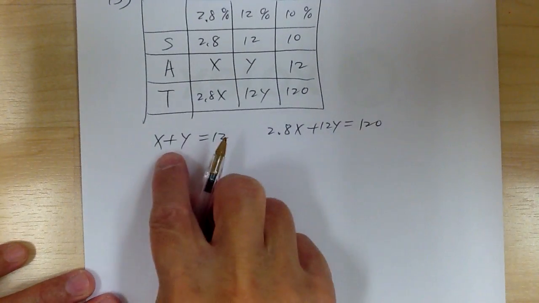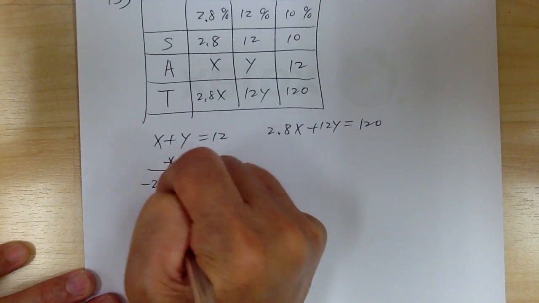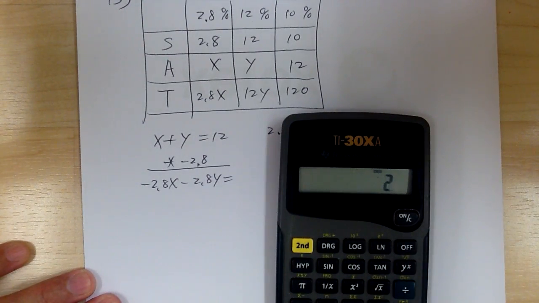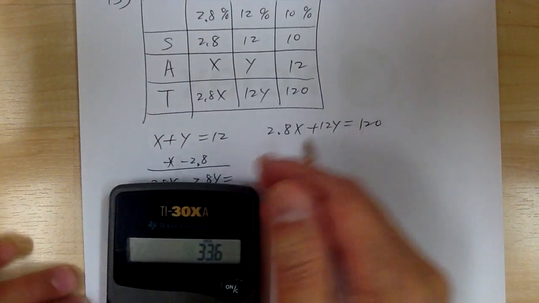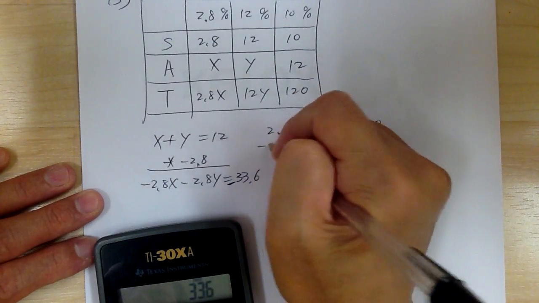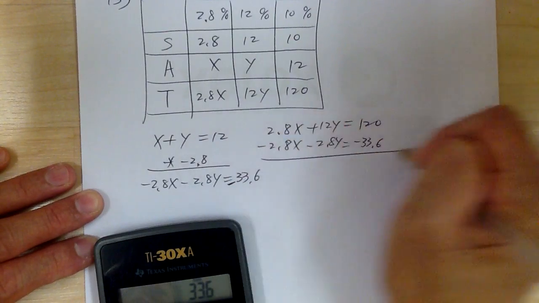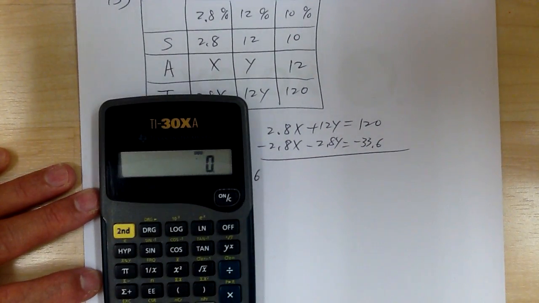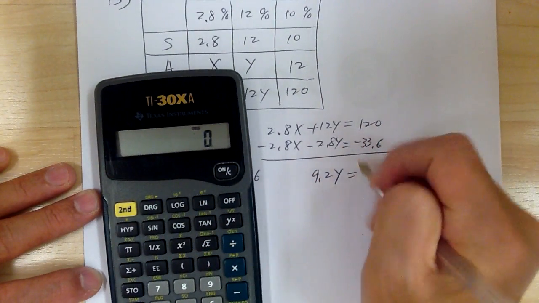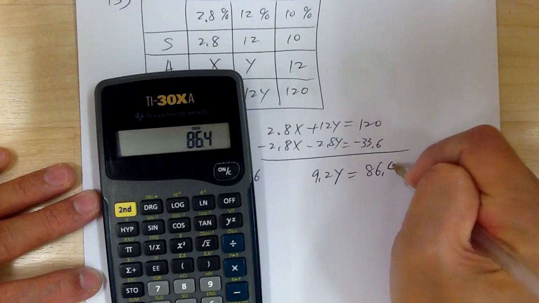And let's go and eliminate the x. So multiply by negative 2.8. So you get negative 2.8x minus 2.8y equal to negative 33.6. So put it over here. And this cancels out. Okay, so let's go and do this. So you get 9.2y is equal to, so 120 minus 33.6, you get 86.4.